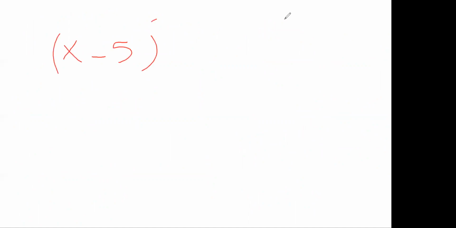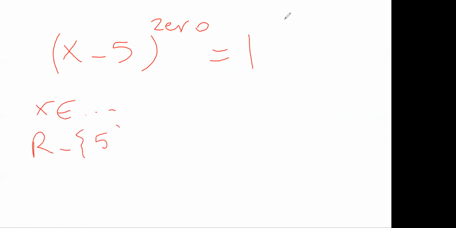5x minus 5 power 0 equals 1. And he's asking me: x belongs to R difference a set of 5, or R difference a set of negative 5, or R, or a set of 5. Here I know that anything power 0 equals 1, except what power 0? It doesn't equal power 1.